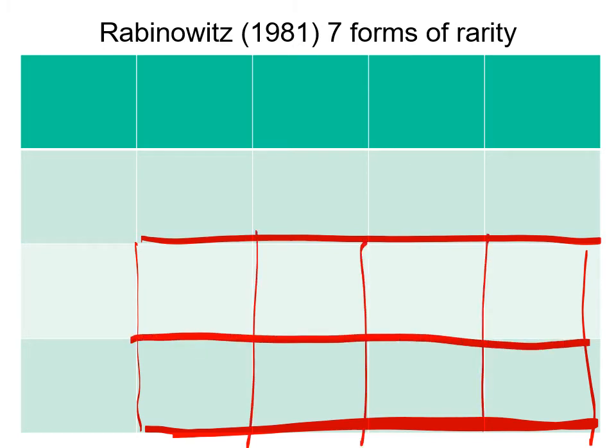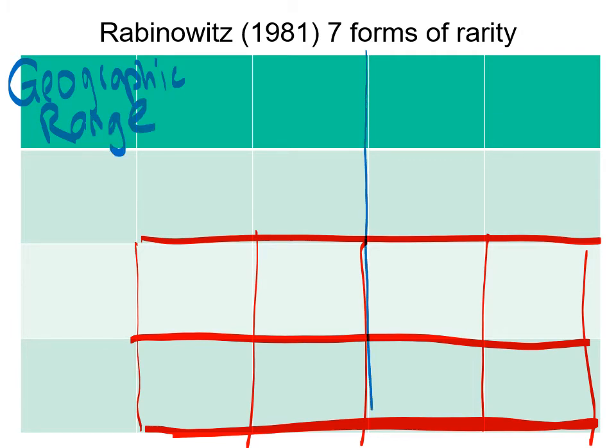here and here. So the first factor we're going to talk about is geographic range of the species. So I'm going to use that top row that I've got here for talking about geographic range. So I'm just going to write that. Geographic range.